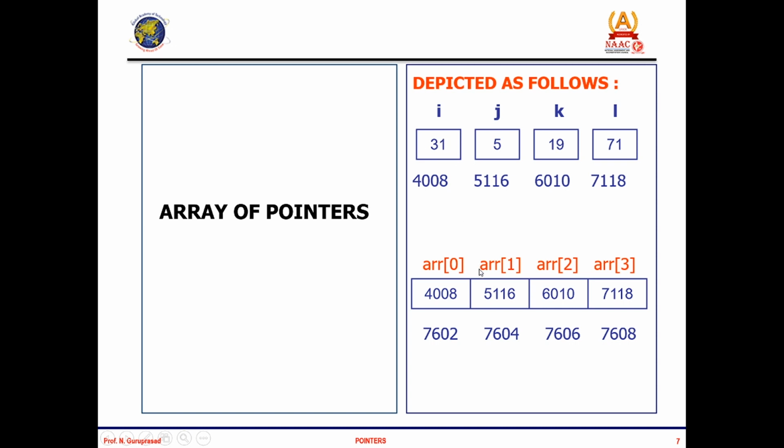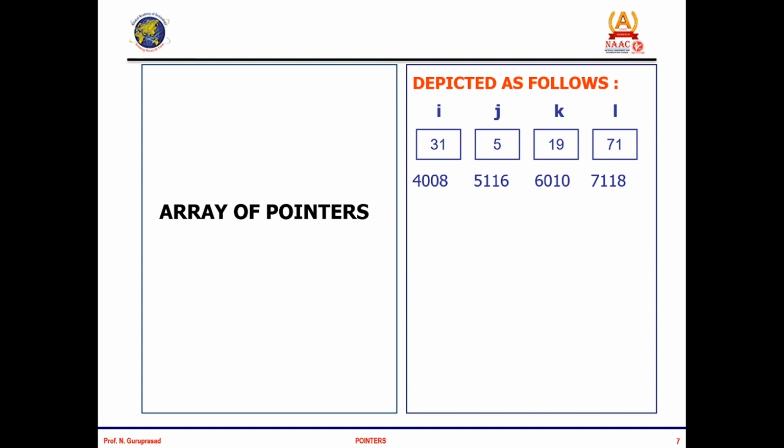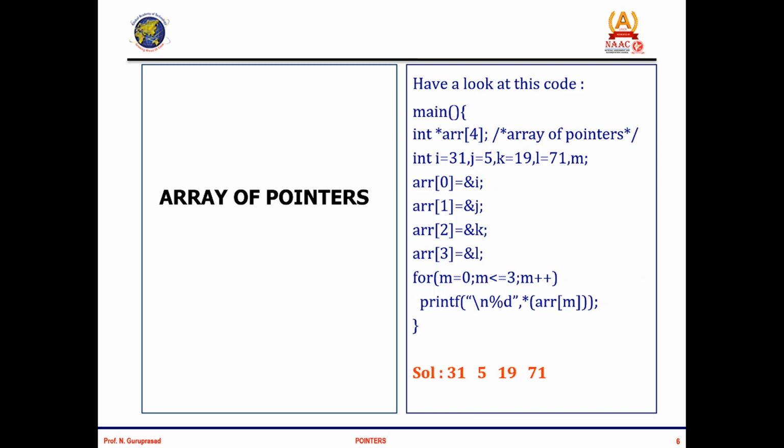So the first value of the for loop, when m is 0, will give you the answer as 31, right? And then m becomes 1. 1 less than or equal to 3, the condition is true, control will go inside, and you are trying to print star ARR of m, in which case now m is 1. So star ARR of 1 is nothing but star 5116, correct? Now what is there at 5116? 5, right? So star 5116 is nothing but 5, and hence the next output will be 5. That is the prime reason you get the output as 31, 5, 19, 71.